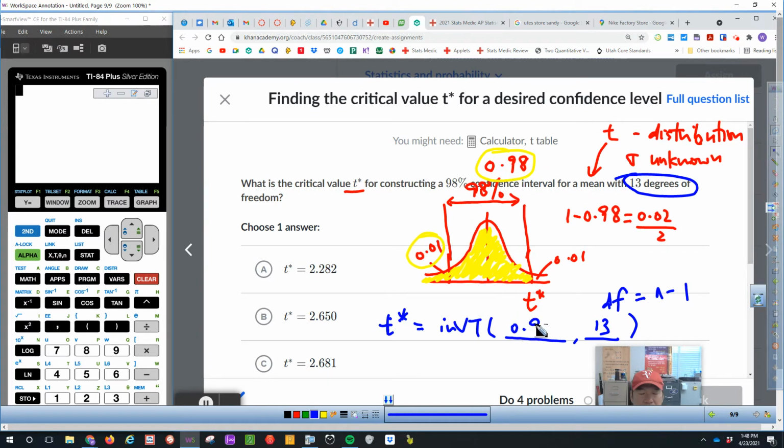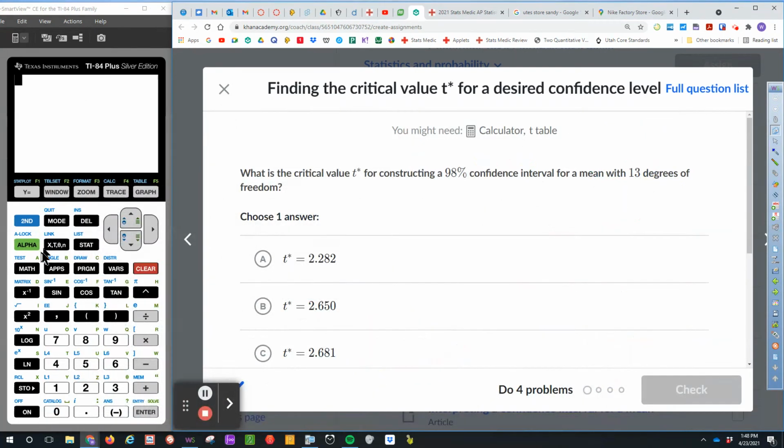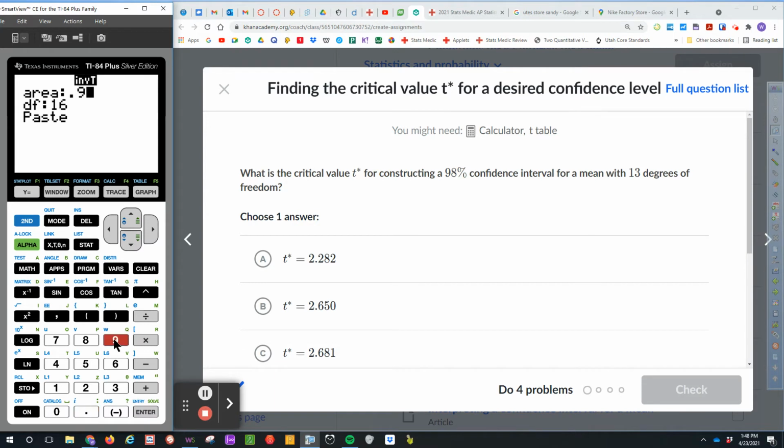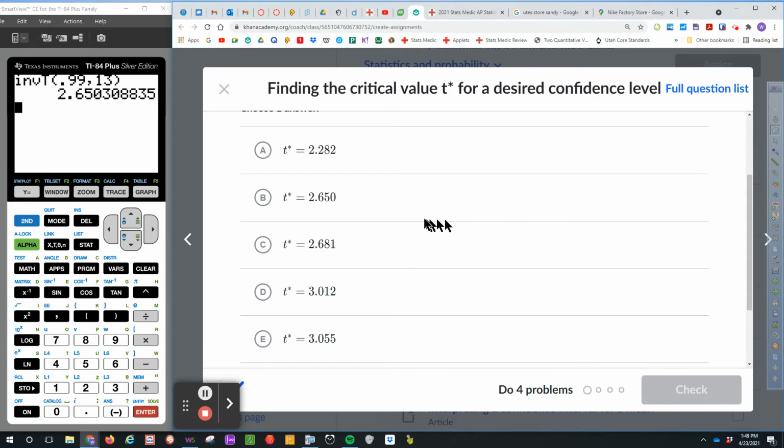So it's 0.99. Now, how do I get to inverse T on the calculator? You go to second vars, and then you see number 4, inverse T. Then it asks what the area to the left is, which in our case is 0.99. Degrees of freedom we were told is 13. Then you press enter and you find the answer right here, which is 2.65.